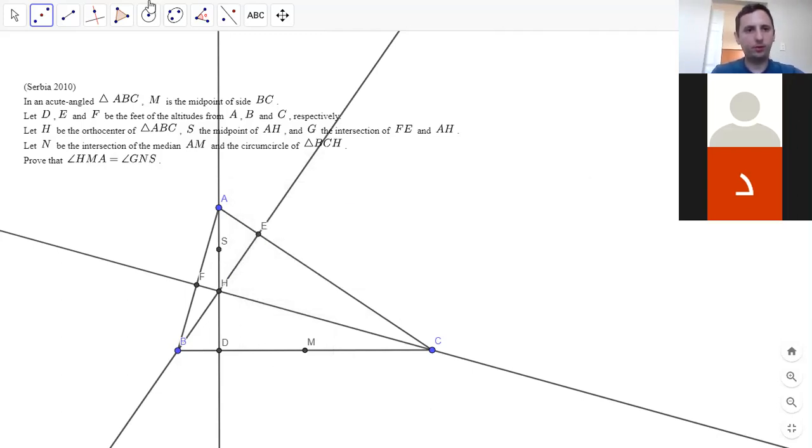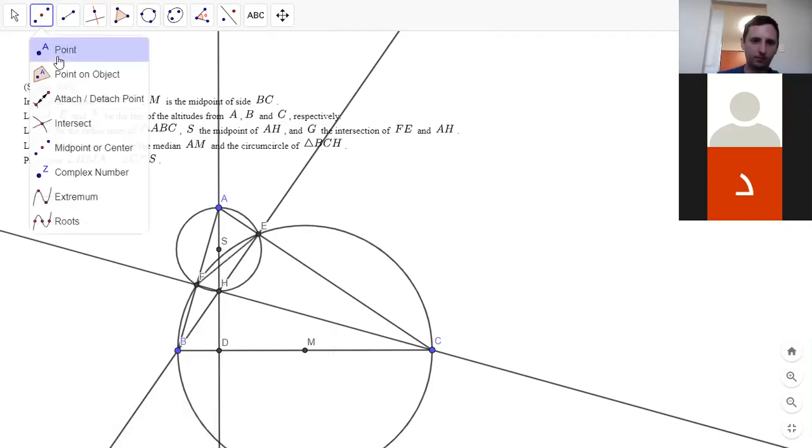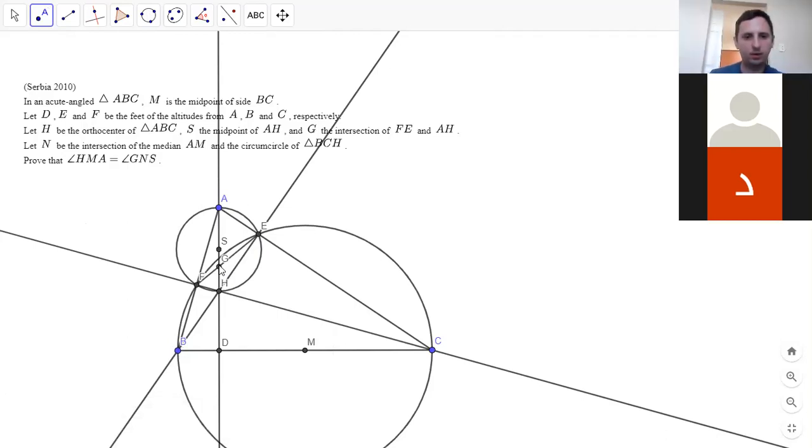So I think it might be good to draw these two circles. S is the center of this circle, and M is the center of this circle, and MS is perpendicular to EF. G is the intersection of FE and AH, okay? So there's probably some isogonality things with G. So yeah, maybe we want to draw the orthocenter, the circumcenter of ABC.